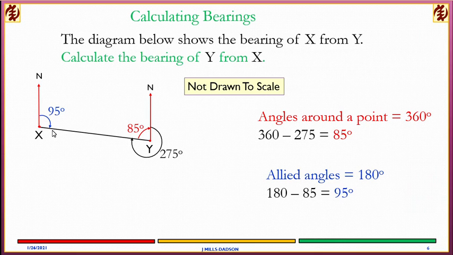Now that we know this is 95, we state the bearing of Y from X is 095 degrees. Remember, three digits. That's why I had to put 0. The angle is 95 degrees, but in terms of bearing, it is 095 degrees.